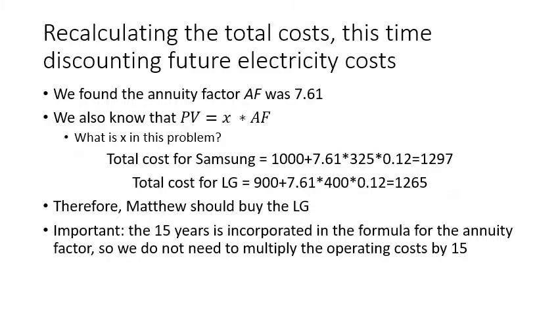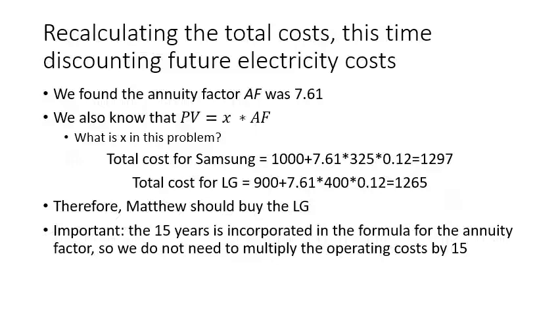Recalculating the total cost, this time discounting future electricity costs. When we first looked at the total cost of the refrigerators, we were not discounting. Now we are going to be discounting using this annuity factor. And we found the annuity factor was 7.61. We also know that the present value equals x times the annuity factor. What is x in this problem?